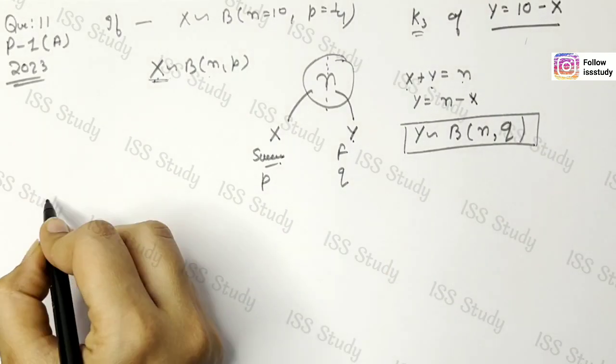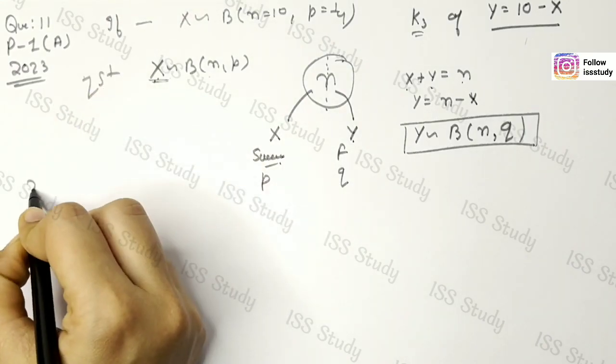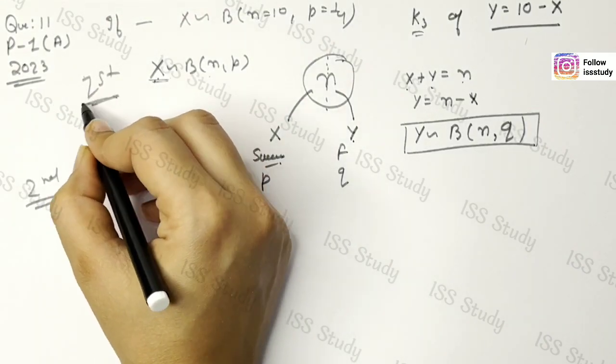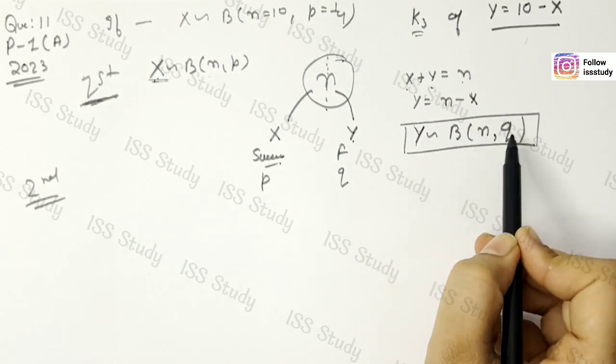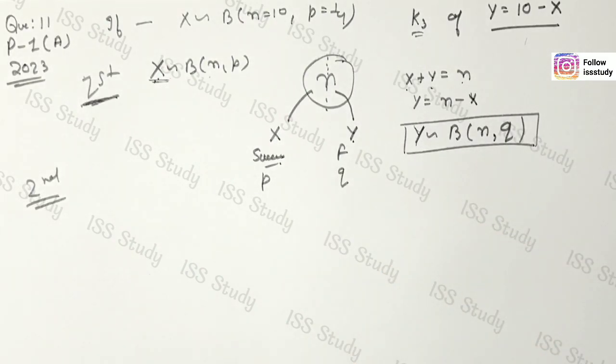Now I'm going to use the second method. This was the first method. Now what is the second method to get the distribution of this y? Now I'm going to take the help of MGF.